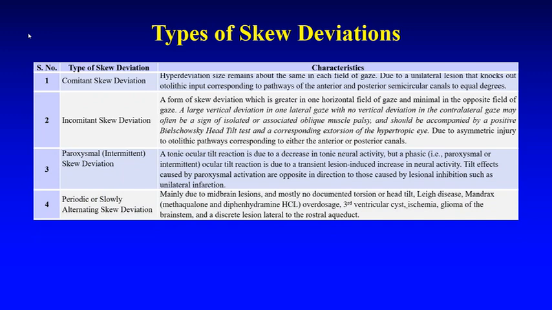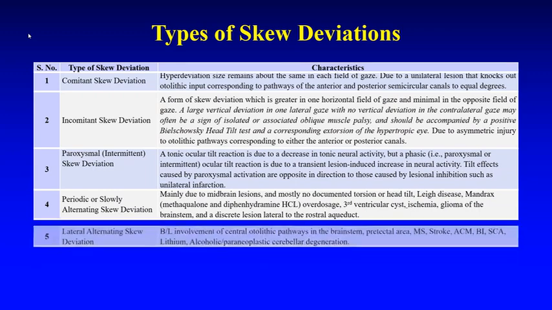Periodic or slowly alternating skew deviation is mainly due to midbrain lesions. Mostly no documented torsion or head tilt is present. Important causes include Lyme disease, Mandrax or methaqualone and diphenhydramine hydrochloride overdose, third ventricular cyst, ischemia, glioma of the brainstem, and a discrete lesion lateral to the rostral aqueduct.